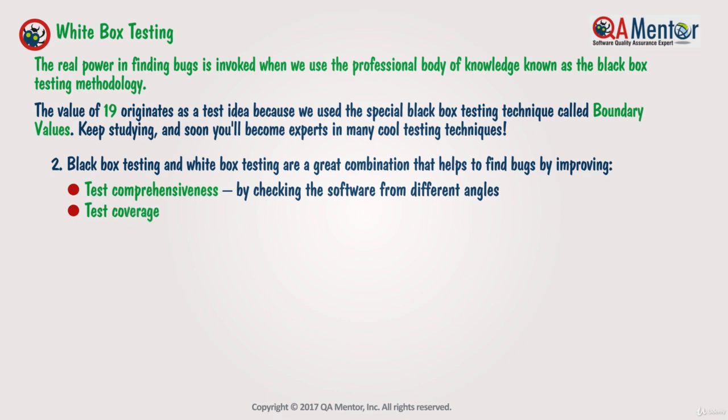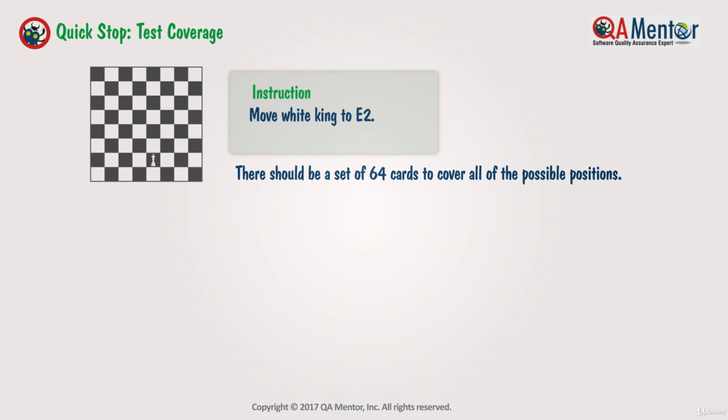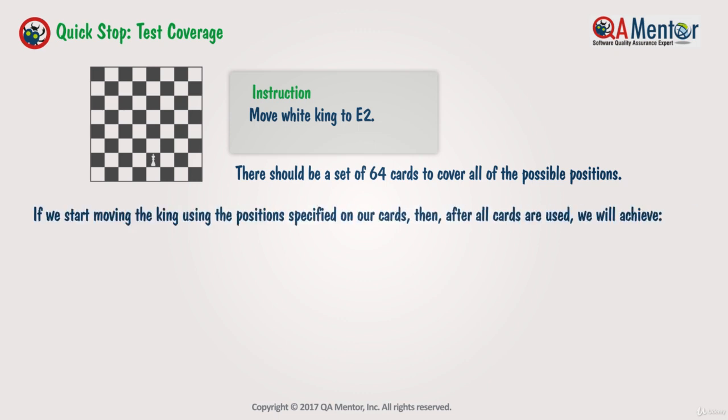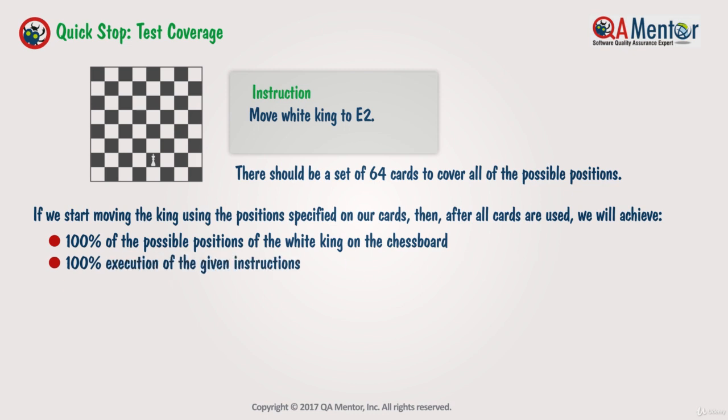Test coverage. Let's make a quick stop and talk about test coverage in detail. Imagine a chessboard with 64 squares with a white king on one of the squares. Each possible position of the king on the board is written on a separate card in the form of an instruction. For example, move white king to e2. There should be a set of 64 cards to cover all the possible positions. If we start moving the king using the position specified on our cards, then, after all cards are used, we will achieve 100% of the possible positions of the white king on the chessboard, 100% execution of the given instructions.